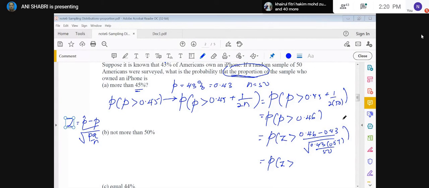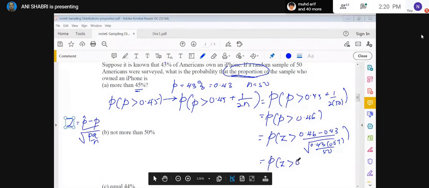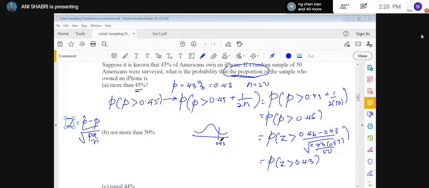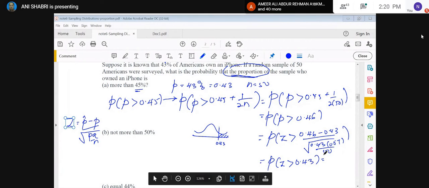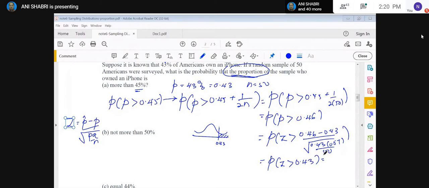You must study this because the first test includes this chapter. 0.428. We use two decimal places, so we choose 0.43. Okay, look, from the table, what is the value of Z greater than 0.43? Okay, it is equal to 0.336.